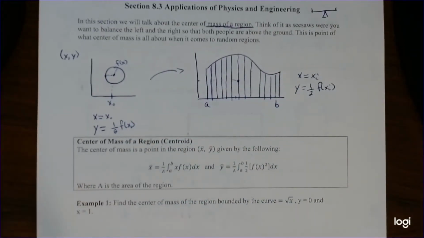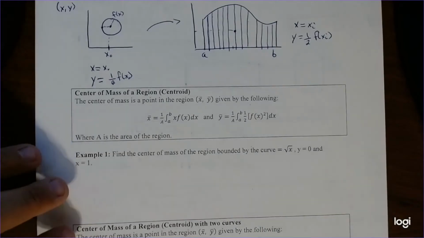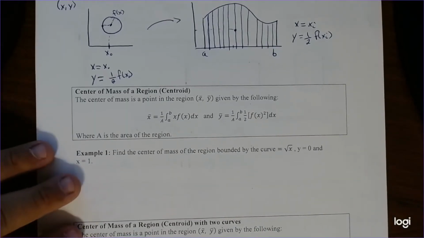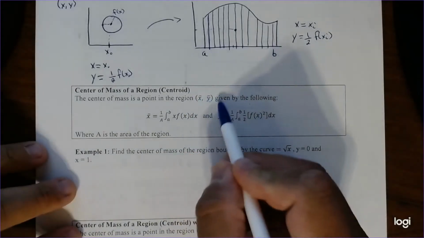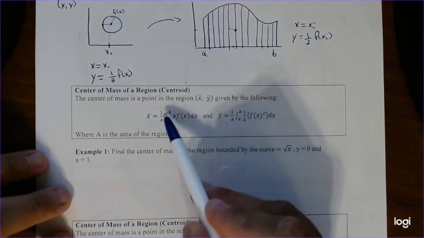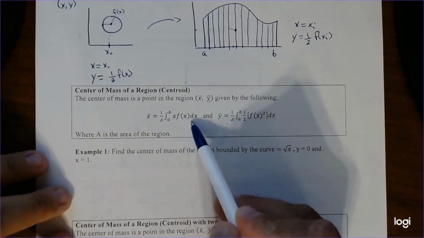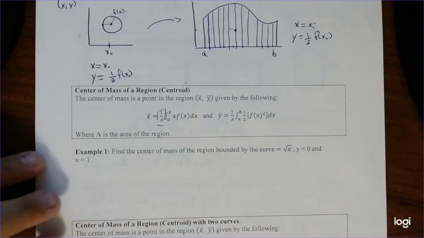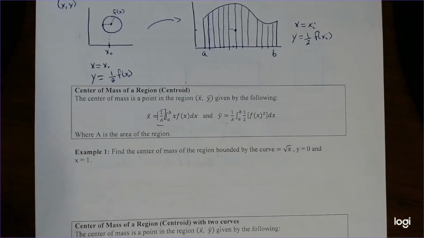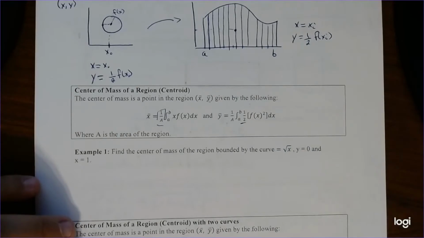So in general, the format to find the center of mass of a region, or a centroid, the fancier term, is given by the point x bar, y bar, which is the center we're looking for, and each has its own equation. The x component is equal to 1 over the area times the integral of x times f of x dx. This is going to be tough because we have to find the area of this region, so it could be a little tricky. The y value, y bar, is equal to 1 over the area times the integral of 1/2 of f of x squared.